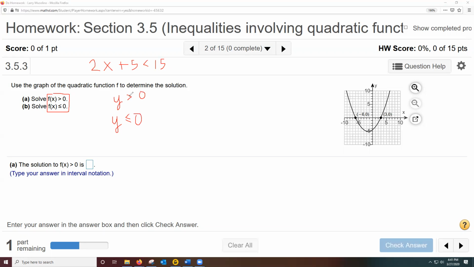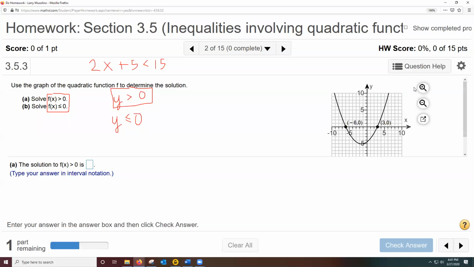All right, well, let's do the first part here, y greater than 0. I'm going to come over to my graph and let me blow this up a little bit to make it a little easier to work with. All right, I want to know when is the y value greater than 0? Well, here are the y values that are greater than 0, right? These are positive y. Down here is negative y. So I want y greater than 0. So really that's the part of the graph that's above the x-axis.